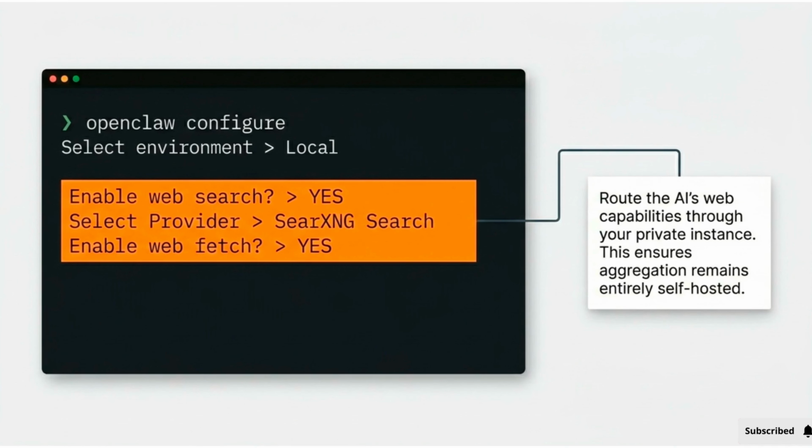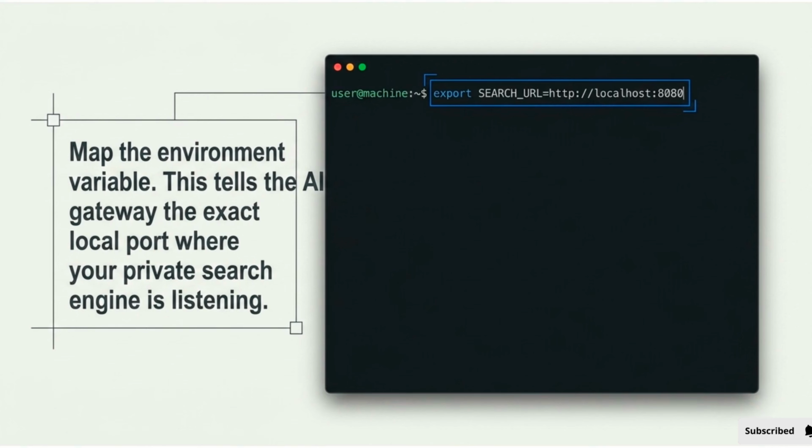This ensures self-hosted aggregation. Map the environment variable. This tells the AI gateway the exact local port where your private search engine is listening.